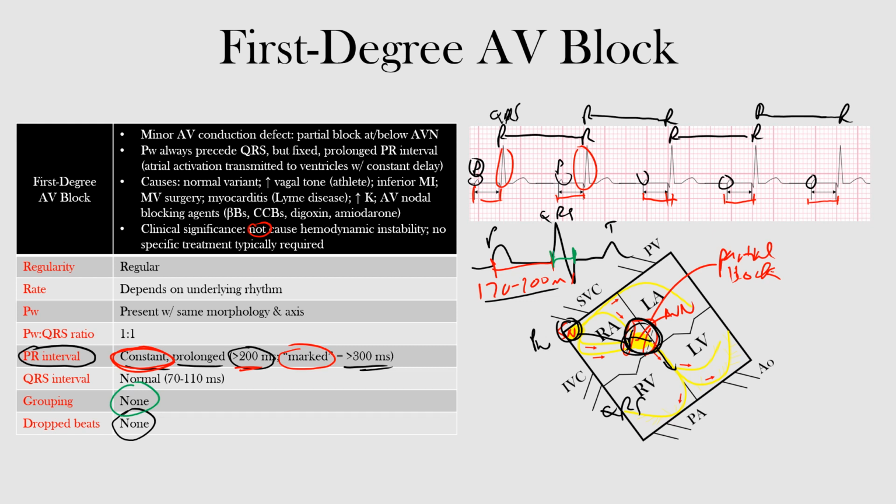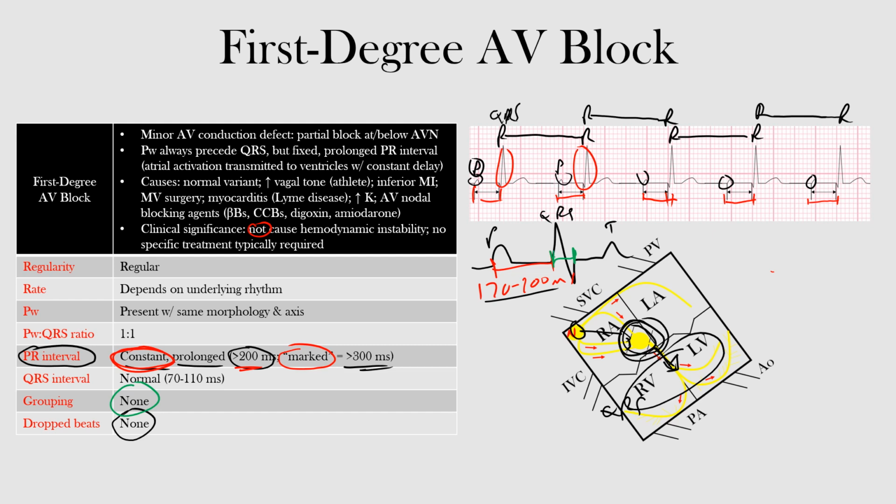Pretty much we have something that fires in the atria. Let's use our sinus node. We get to the AV node and there's some delay here, but eventually we get through. Everything down here is still normal and we have a normal QRS interval. So the main thing to realize is that this is a minor AV conduction defect. It's a partial block at or below the AV node. You're always having a P wave preceding the QRS complex, but you have this fixed PR interval that's prolonged. So a constantly prolonged PR interval is the main thing you should be looking for here.